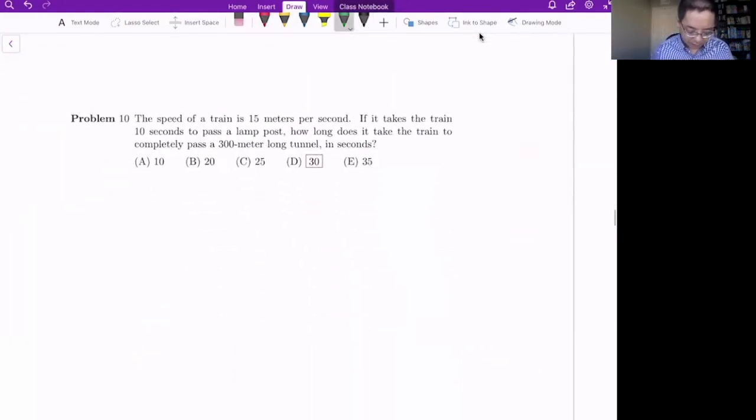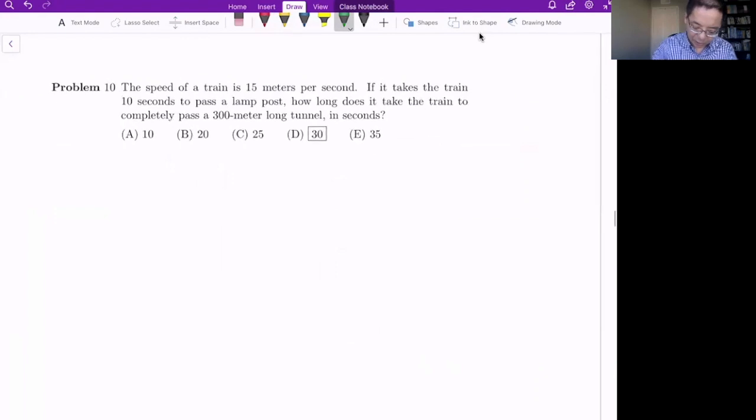Okay. Now let's look at problem 10. Problem 10 is a travel problem. It says the speed of the train is 15 meters per second. So that's the speed of the train. It takes the train 10 seconds to pass a lamppost.